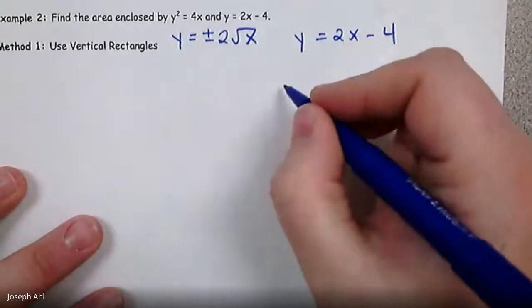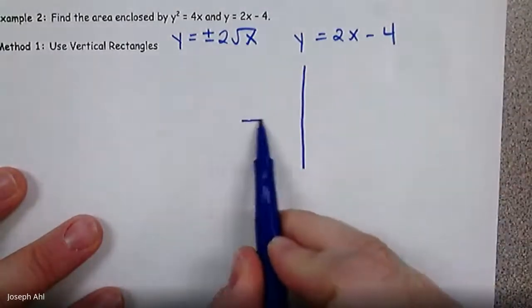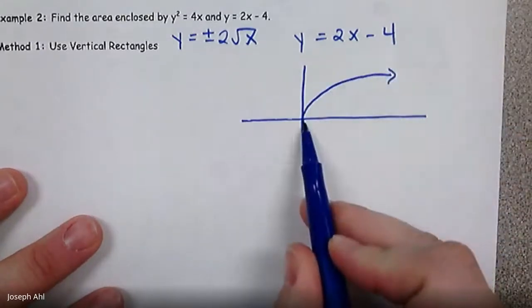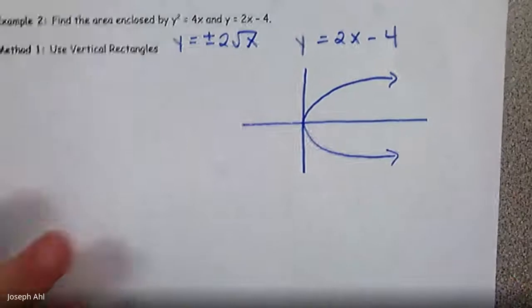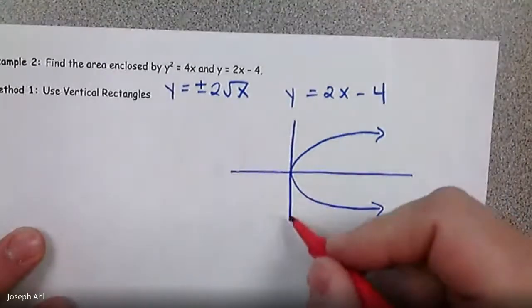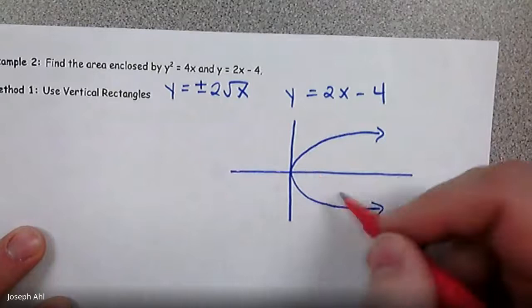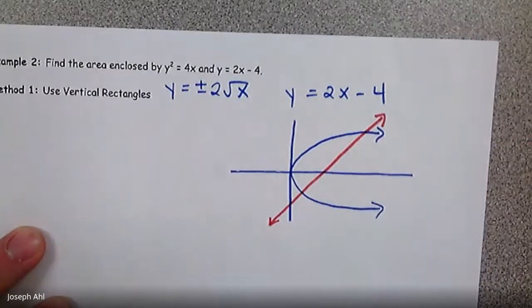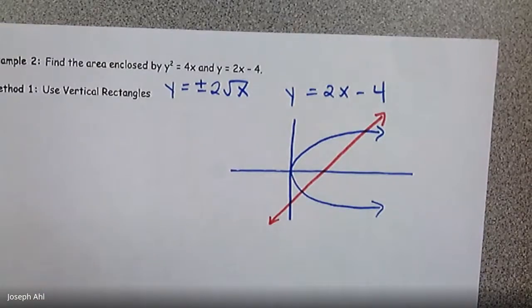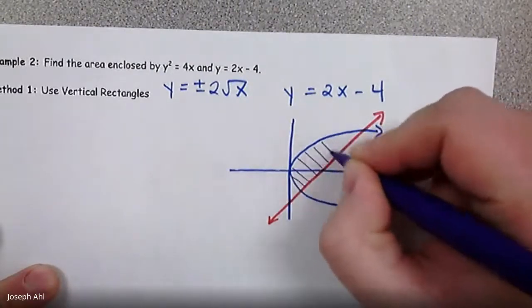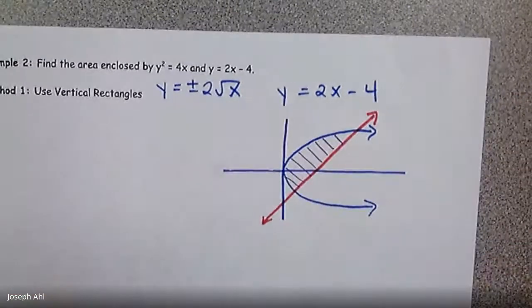So if we think about the sketch here, 2 radical x and then negative 2 radical x would form that sideways parabola that I've sketched. And then for y equals 2x minus 4, that's a line that has a negative y-intercept and a positive slope. So that's going to look something like this. We want to figure out the area between those two curves, which is this section right here.